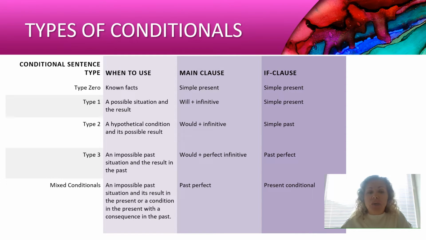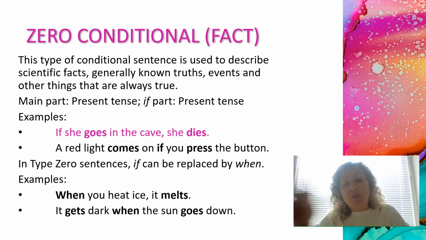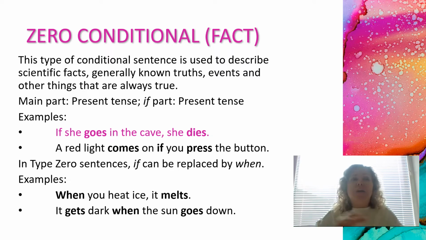So here we go. Okay, so the first conditional is the 0 conditional, which is kind of not a conditional because it is a fact. There's no condition. This is always true. And this one is used to describe scientific facts or generally known truths or events and other things that are always true. Now, I've tried to use the same example for all the conditionals, so you can perhaps feel the difference in these sentences, their meaning, so that you get a feel of it.